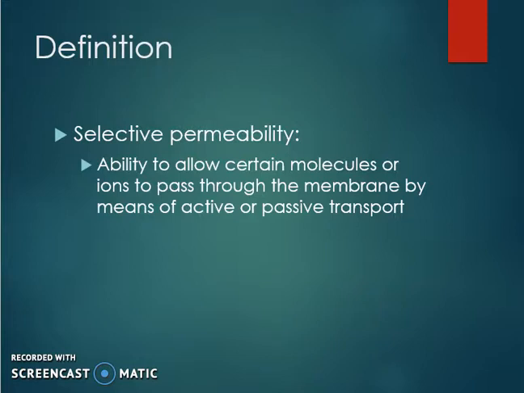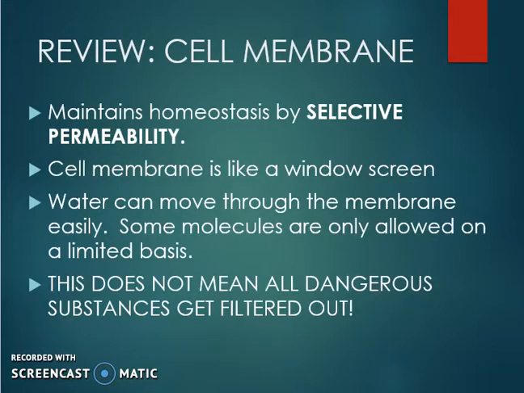It's the ability to allow certain molecules or ions to pass through the membrane by means of active or passive transport. That means selective permeability is the ability to choose what goes in and comes out of the cell and how easily it can be done. If you remember, all cells are covered with a cell membrane, plasma membrane, or phospholipid bilayer; all mean the same exact thing. Essentially the major job of the cell membrane is to maintain homeostasis by using the property of selective permeability.